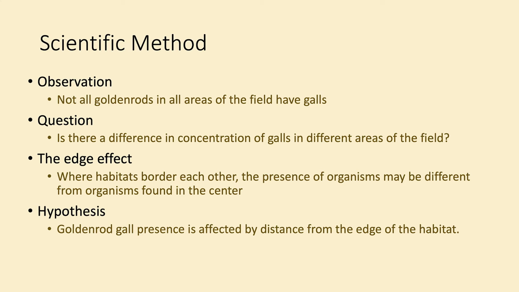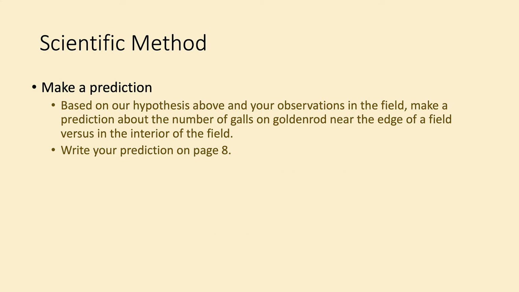And some of the observations that we made were that not all goldenrods have galls. So we asked the question, is the number of goldenrod galls different in different areas of the field? So we know that there are different organisms at the edge than there are at the interior of the forest or the meadow. So we came up with a hypothesis. Goldenrod gall presence is affected by distance from the edge of the habitat. And then you were asked to come up with a prediction and write that prediction on page 8. And so if you haven't already done so, go ahead and write that prediction down.